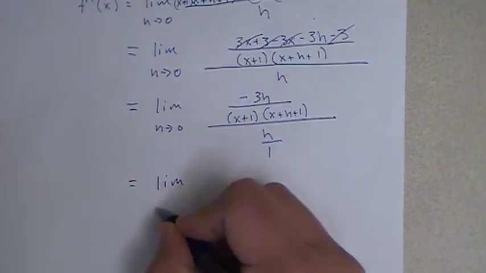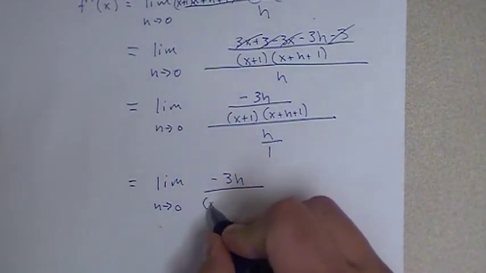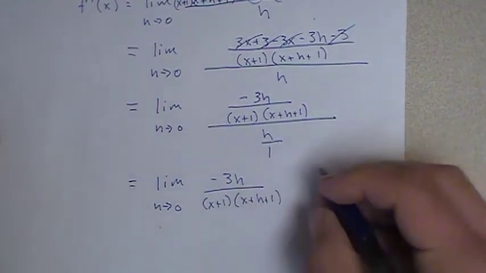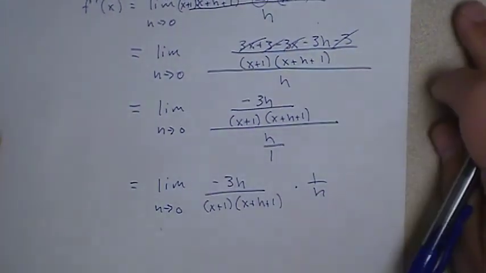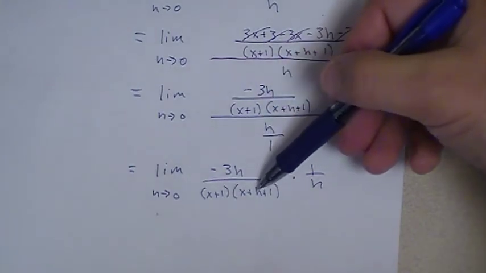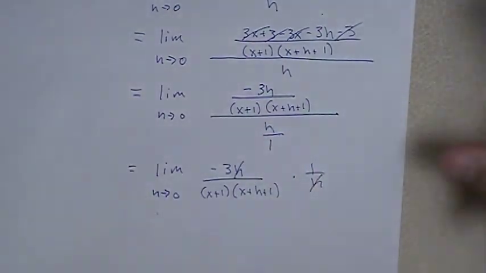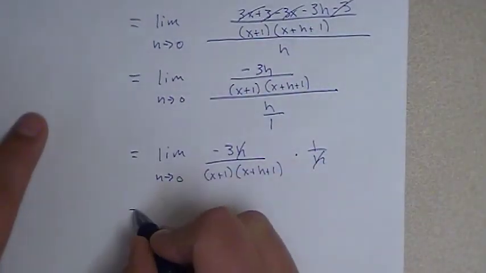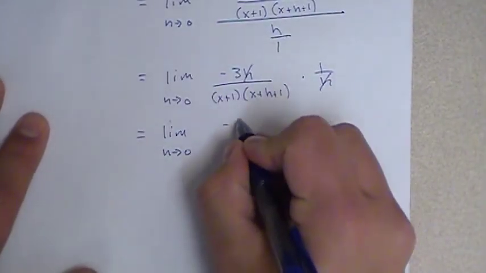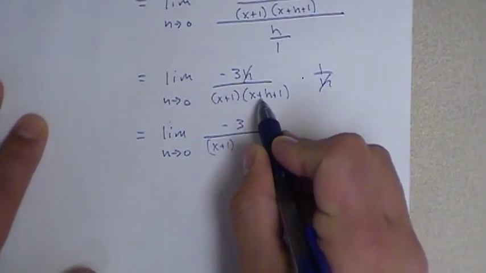This is going to be the limit as h approaches 0 of, I'm not taking the reciprocal of the big fraction I had up top. You're going to multiply by the reciprocal of what you were dividing by. So I'm going to multiply this by 1 over h. At this point, since in the denominator this is all multiplication, and in the numerator it's also multiplication, I can cancel those h's. And what we'd end up with is the limit as h approaches 0 of -3 over x plus 1 times x plus h plus 1.